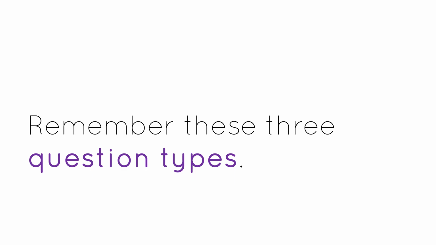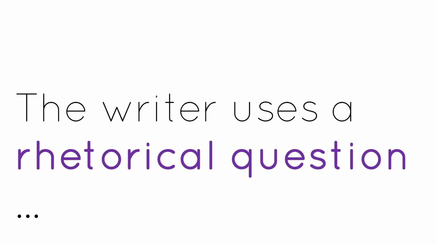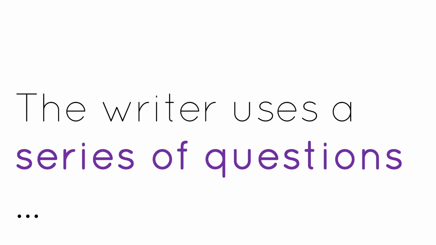The main takeaway from this video is that you need to remember that there are 3 question types. The writer uses a question, followed by an answer. The writer uses a rhetorical question because it has no answer. Or there's more than one question, in which case the writer uses a series of questions. Okay? So if you take that away from this video, I'd be delighted, the idea that it's not just all about rhetorical questions, that there are 3 types of questions.